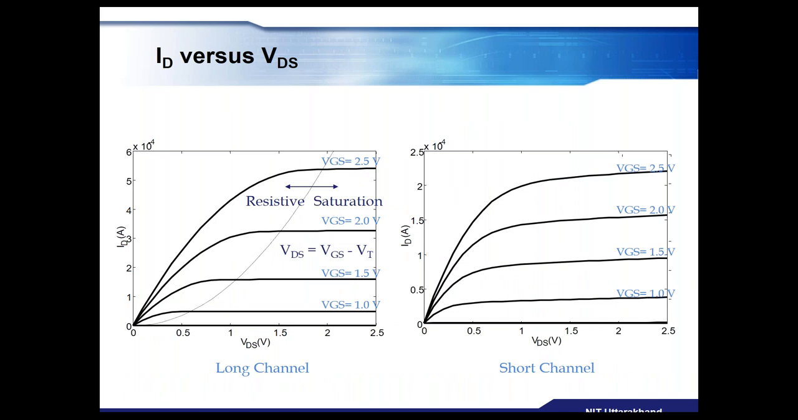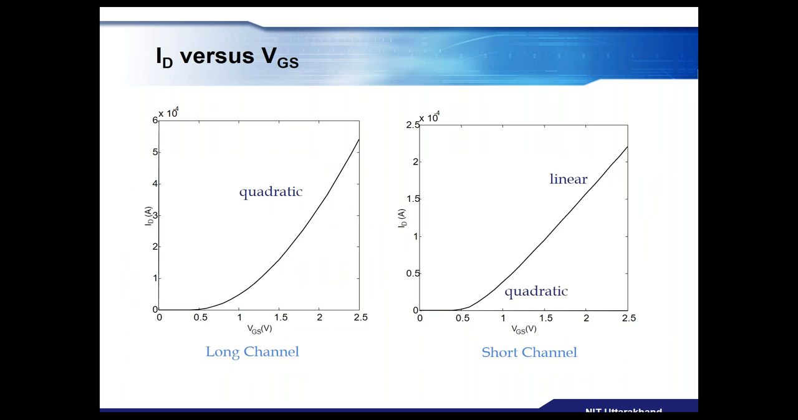So this is the basic thing. This is a basic IDVD curve of a long channel device and the short channel device. This is for the short channel device and this is the long channel device IDVD curve. We see that for the long channel device, the IDVG curve is quadratic in nature, while in the case of a short channel device, it's linear in nature.